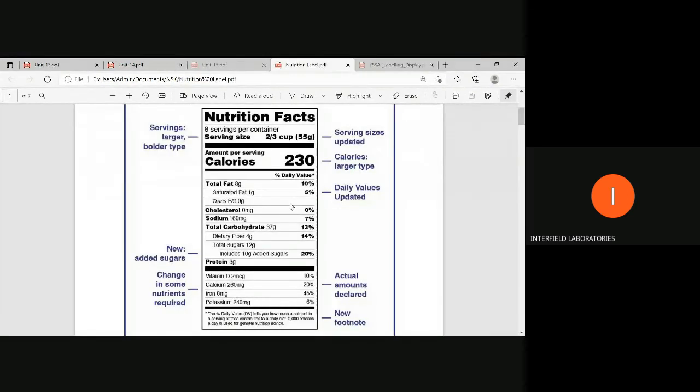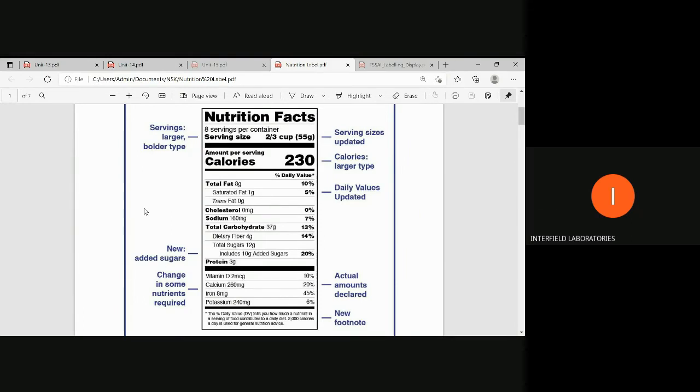So here is an example of a nutritional panel or a nutritional label. This is an example of the nutrition facts label devised by the US FDA. So you can see that in this label, the calories of a particular food are mentioned, total fat, saturated fat, trans fat, cholesterol, sodium, carbohydrate, dietary fiber, total sugar. So the information on all these nutrients will be there in this nutrition label.